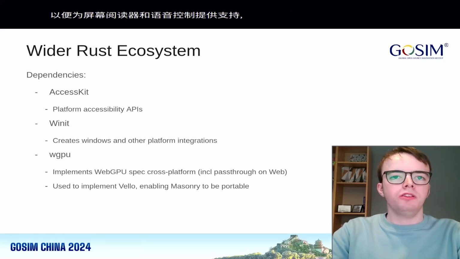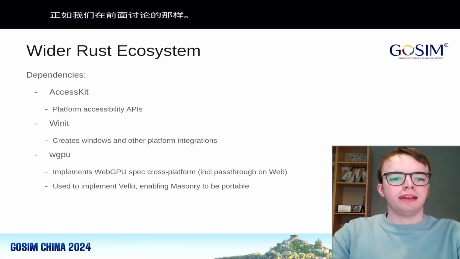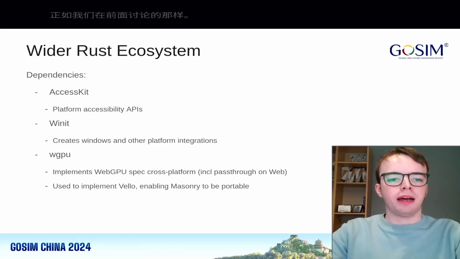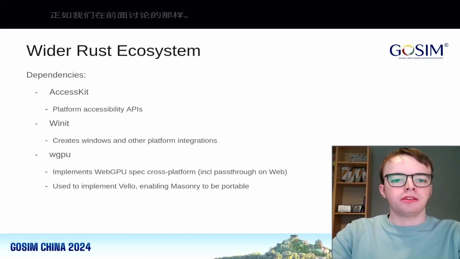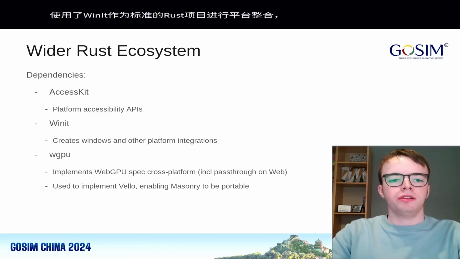We use Winit, which is the standard Rust project for platform integration. As we make improvements in how Masonry integrates with the platform, we can share these improvements with large parts of the UI ecosystem as we contribute them upstream to Winit. We're currently doing a lot of work on improving Android support in Winit.